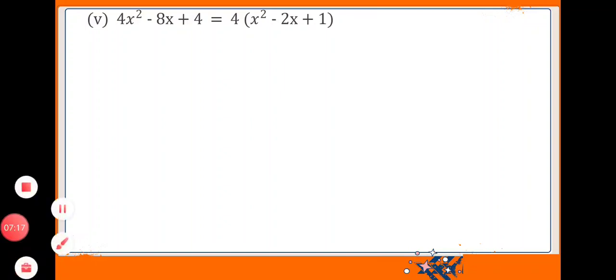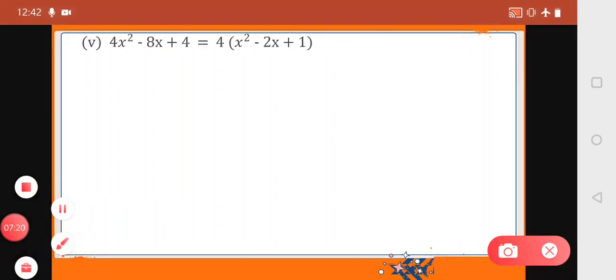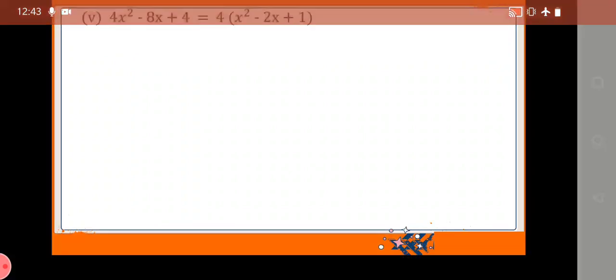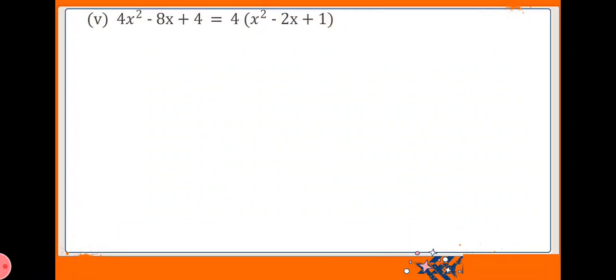You can see in the first term there is 4. In the second term we have the number 8, which is a multiple of 4, and in the third term 4 is already there, so we can take out 4 as common. After taking out 4 common, what will be left? Here x square will be left, here 4 2s are 8, so 2x will be left, and in the last term 4 1s are 4, so we write 4. So we get 4 into x square minus 2x plus 1.